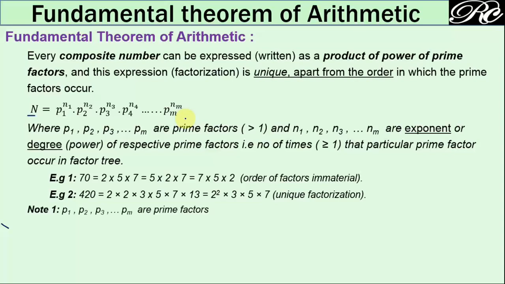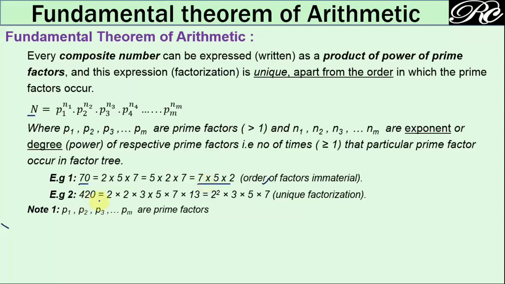So let us write this 70 as the product of its prime factors, applying the fundamental theorem of arithmetic. This 70 can be written as 2 into 5 into 7, or 5 into 2 into 7, or 7 into 5 into 2. Means these factors can be written in any order. So order is not important, but this 70 will always contain the factors 7, 5, 2. It cannot contain any other prime factor.